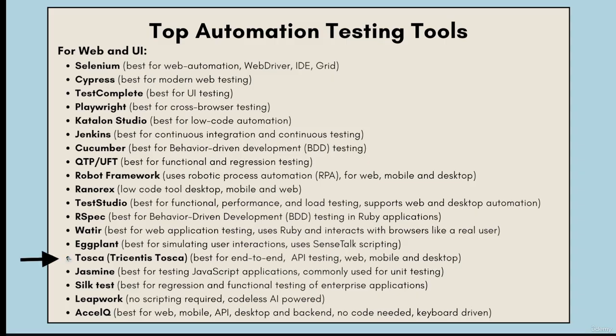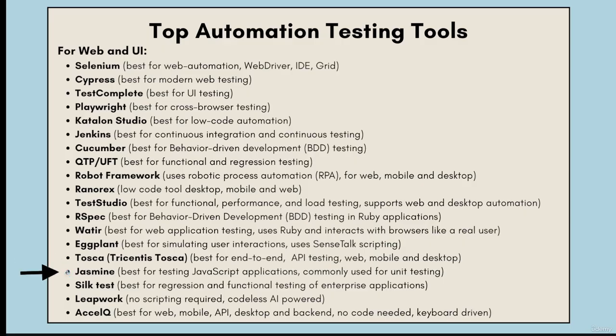Tosca. Tricentis Tosca. Sometimes people list it just as Tosca. Sometimes they put the whole thing. This one's best for end-to-end and API testing and web and mobile and desktop. It's also commercial type. People usually use it for continuous testing for enterprise applications, including the UI and API testing. It supports various languages through integrations. It's popular because it's model-based automation. There's a no-code approach, strong enterprise adoption.